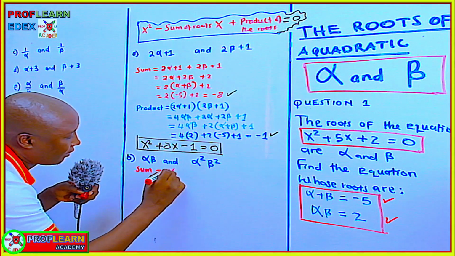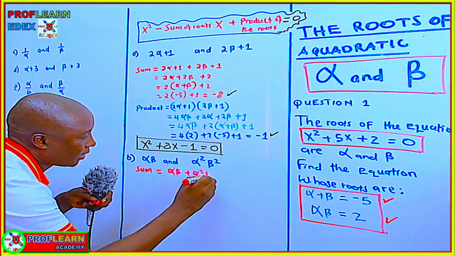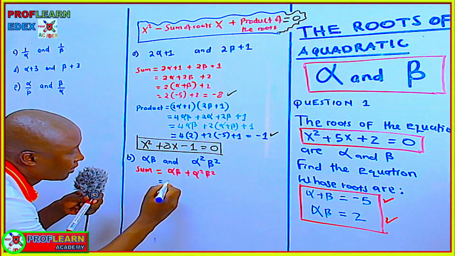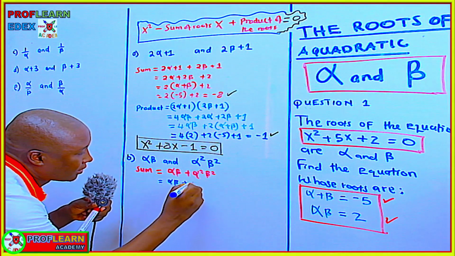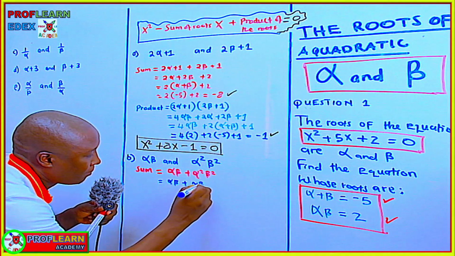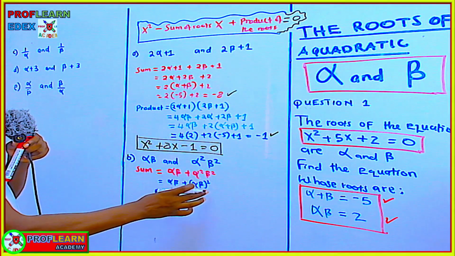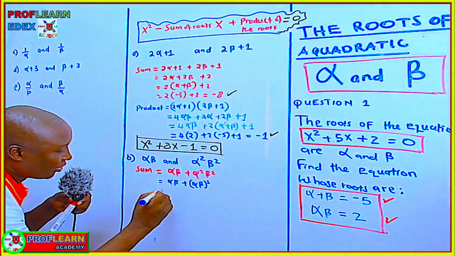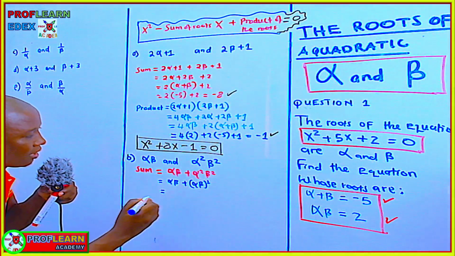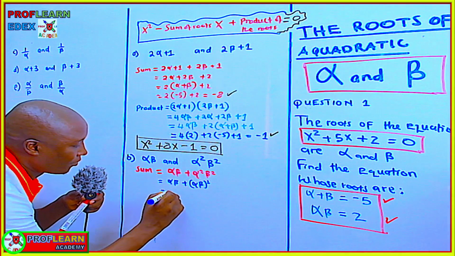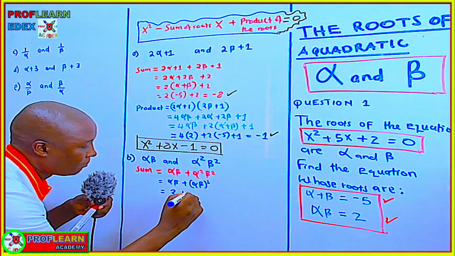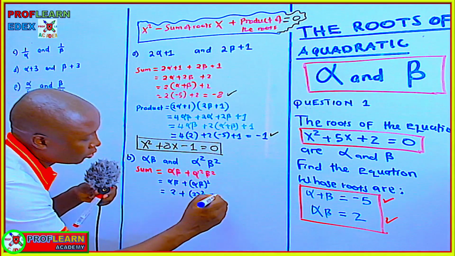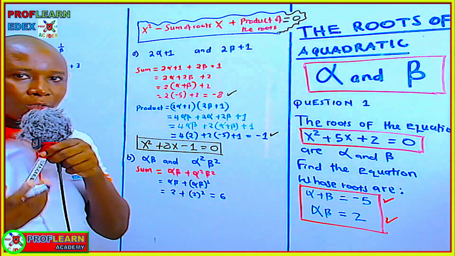The sum of the roots here is alpha beta plus alpha squared beta squared. How can we write this? We can write this as alpha beta plus alpha beta squared. Now once we have written it this way, we can substitute. Alpha beta is 2, so this is 2 plus 2 squared, which translates to 2 plus 4, that becomes 6. So this is the sum of the two roots.